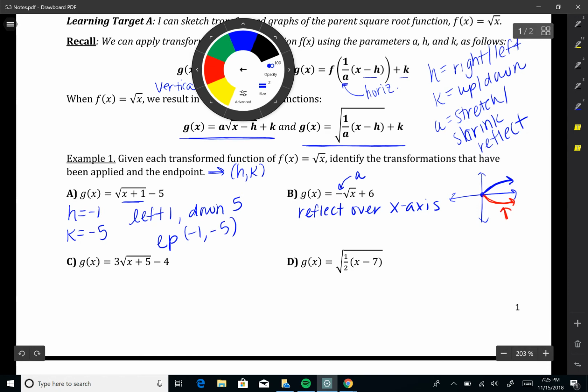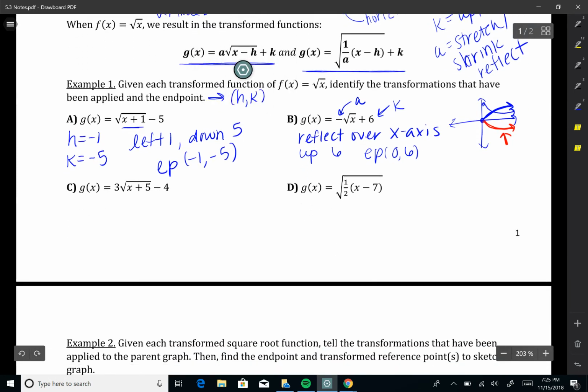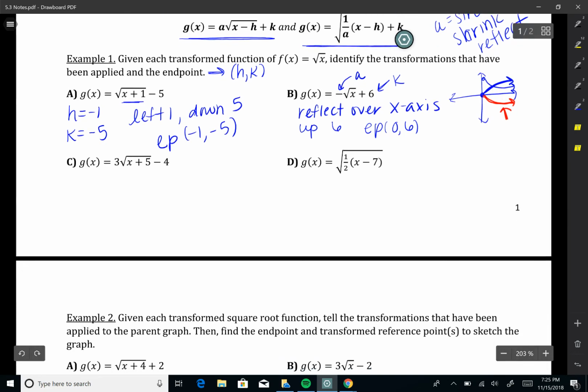All right, reflect over the x-axis, and that plus 6 there is just up 6. That's your k value. So the reflection does not move your endpoint, but the up 6 does. So your endpoint is at 0, 6. So it'd be like up here and now coming down like that. All right, letter C. I have 3 times the positive square root of x plus 5, minus 4.